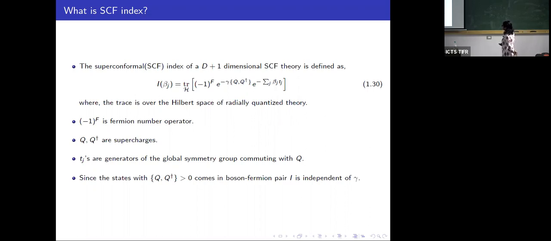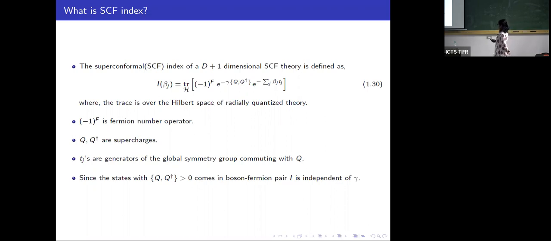And we can show that all the states for which the anticommutator of Q and Q dagger is greater than 0 come in a pair of boson and fermion. Therefore, because of this (-1)^F, there's a cancellation which happens for these states for which the anticommutator of Q and Q dagger is greater than 0. Therefore, the index should be independent of this parameter gamma.